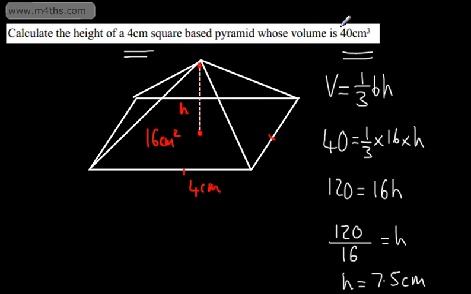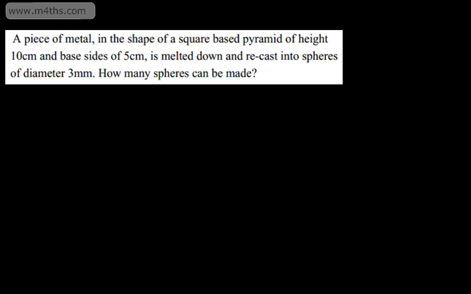So for example, if it said that this was 40 meters cubed, then we would need to make the adjustment. But we've got all of these in the same unit, centimeters. Okay, let's look at one more.